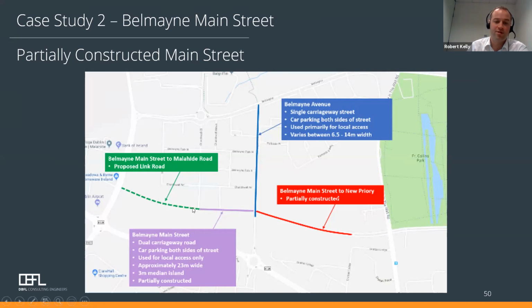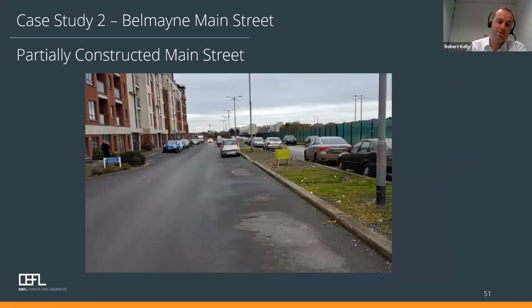Essentially, you can see there in the dashed green lines a section of the uncompleted link, which is to be completed as part of the scheme, and then the as-constructed section there in the purple image. So just to give you an image of the road as is, there are no line markings present at the time of that photo.